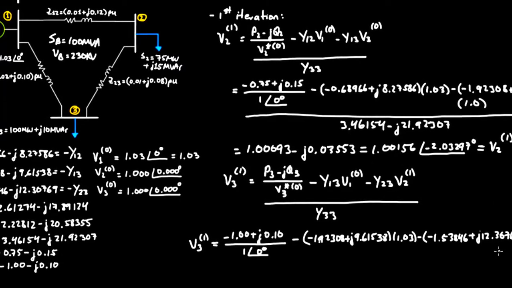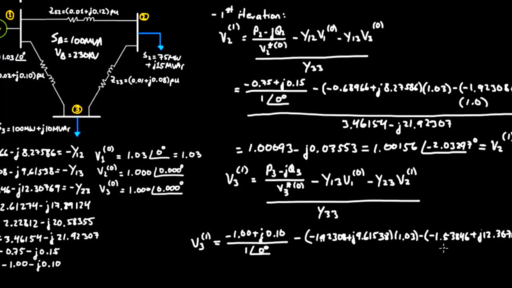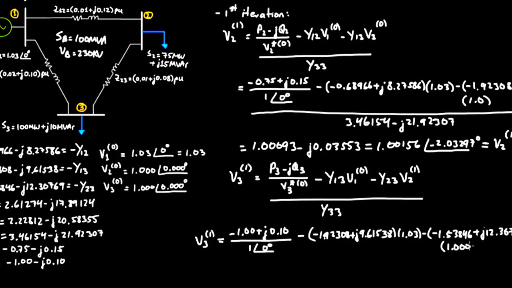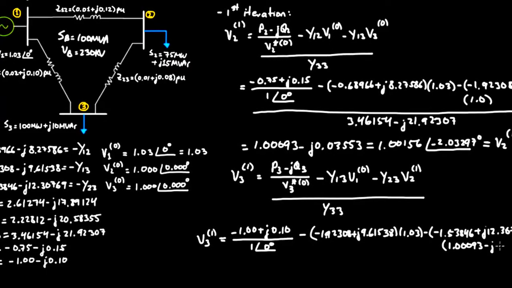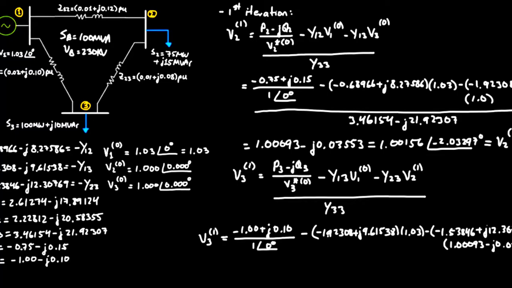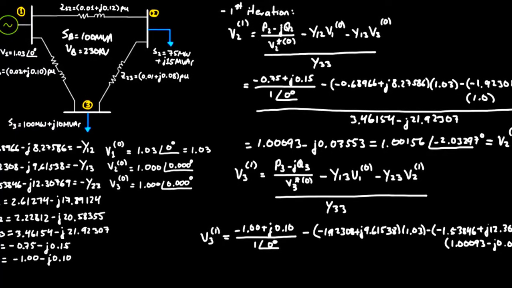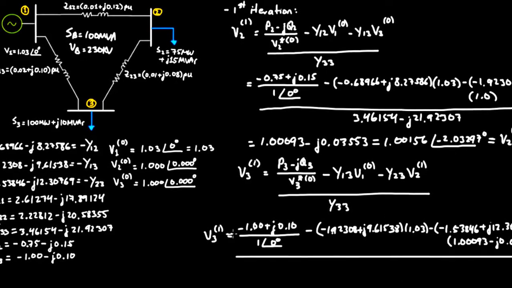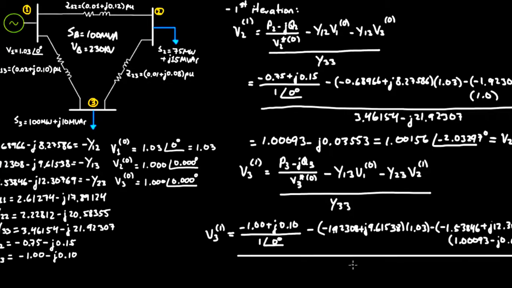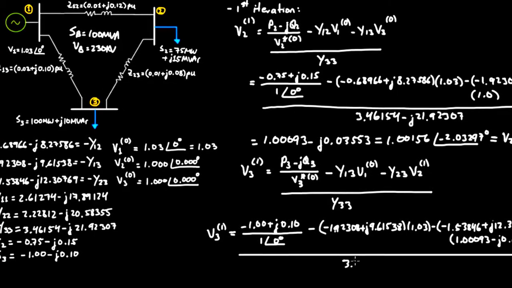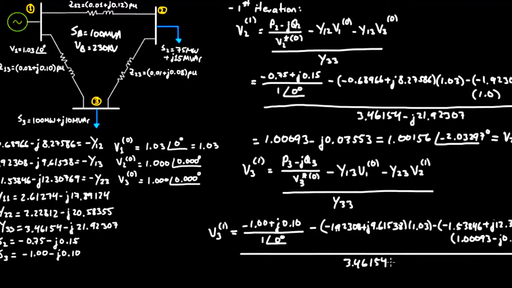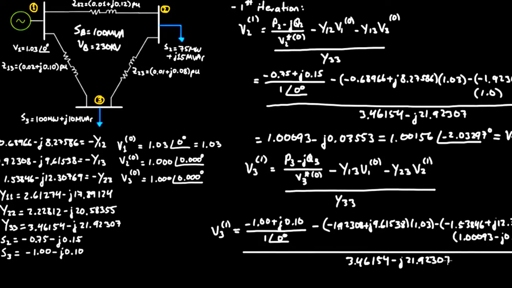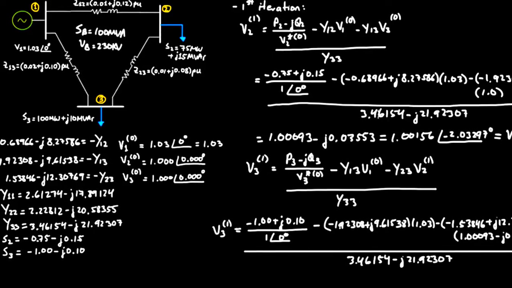So times, and I actually did run out of room, so let me write it down over here, times 1.00093 minus J 0.03553, and then all of that divided by Y33, which is over here. So all of that divided by 3.46154 minus J 21.92307. And actually notice over here that I wrote down Y33.